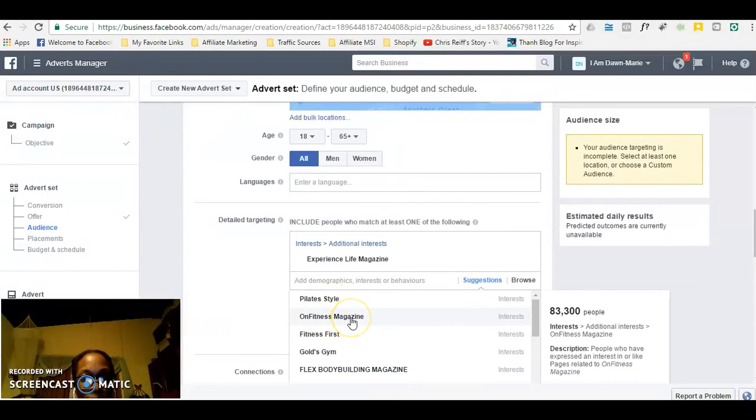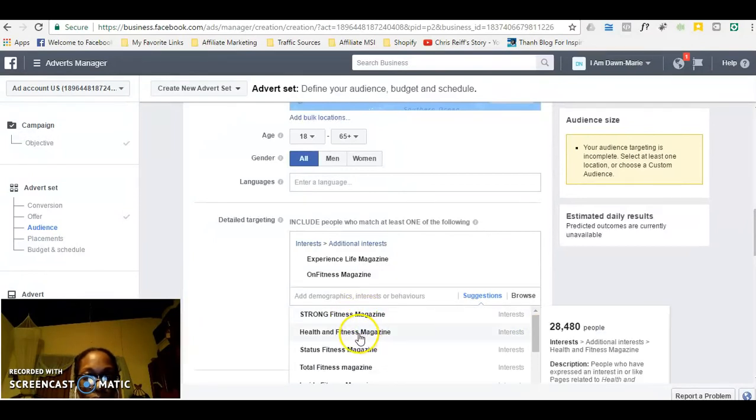On Fitness Magazine, I usually look to the smaller audiences because I know then that they have a high affinity. Larger audiences, when they go into the 10 millions or the 20 millions, you want to avoid, because they are very large, and it's more than likely that the users in that audience are not quite passionate about the interest. So I'm looking for smaller audiences. So I would target on Fitness Magazine.